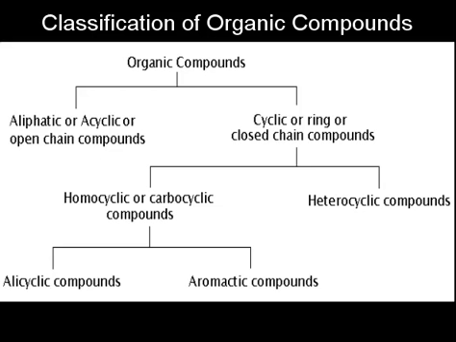Classification of organic compounds. Organic compounds are classified into aliphatic or acyclic or open chain compounds and cyclic or ring or closed chain compounds. The cyclic compounds are further classified into homocyclic or carbocyclic compounds and heterocyclic compounds. The homocyclic compounds are further classified into alicyclic compounds and aromatic compounds.